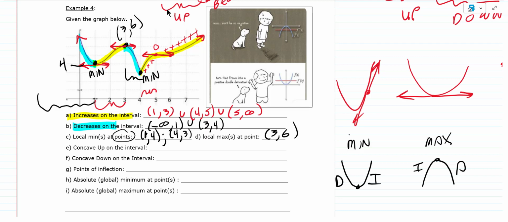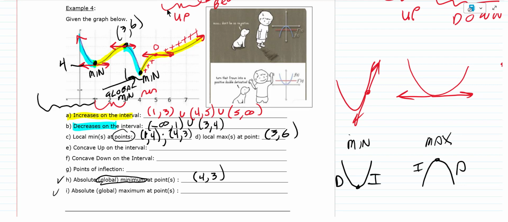Now I'm going to skip down to H and I just to talk about absolute, or global. We've already talked about what absolute or global is. If we're looking at a global minimum, what does a global minimum mean to you? The lowest point that it ever hits, right? What's the lowest point that this graph ever hits? (4, 3), right. So this point right here is also a global or absolute minimum. And you can be both. You can be a local min and a global min at the same time. So that would be at the point (4, 3).